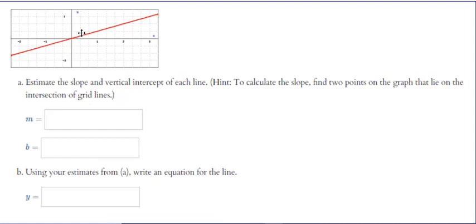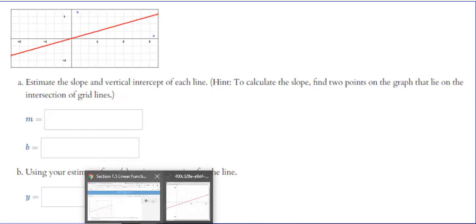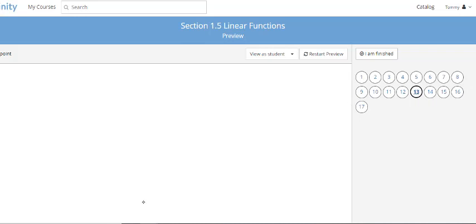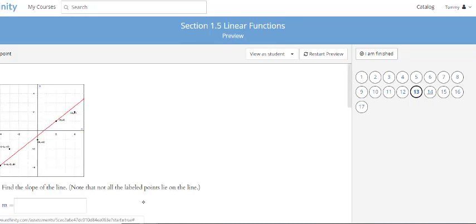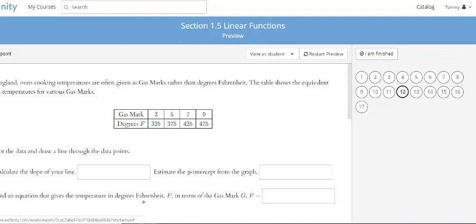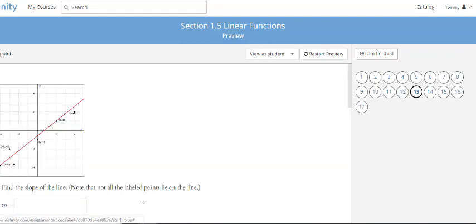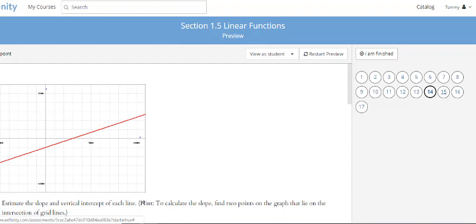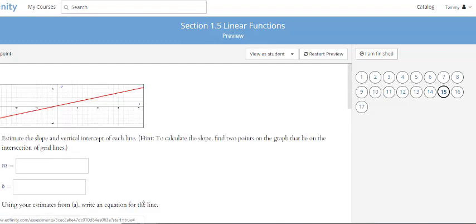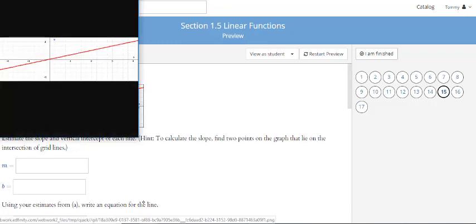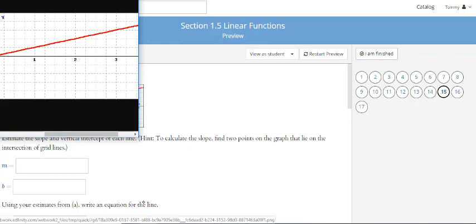On this one is different than what I had up. Let's see. Okay. So we're going to go here. We're going to go back one. And it's not that one. It's that one. Okay. So what we need to do is we need to find 2 points.